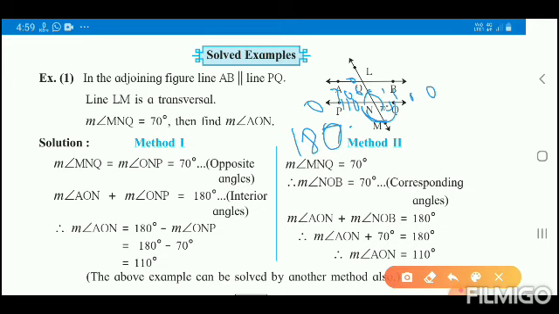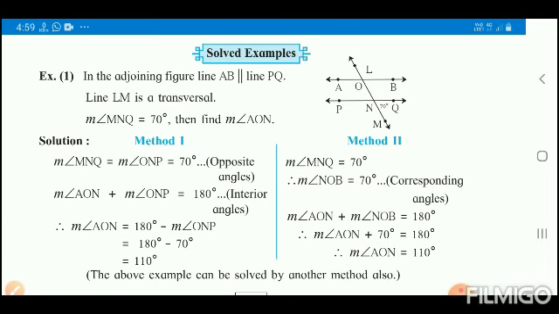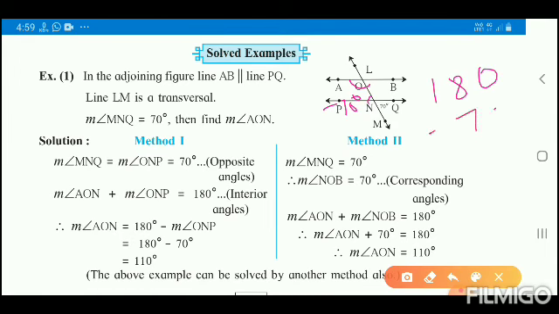Okay. So they asked the measure of angle AON. So it will come 110 degrees because this angle is opposite. This angle is 70 degrees. So the measure of the angle AON that they asked, you have to find the measure of this angle. Now this 70 means here 70 will come. We will use the property of interior angles. Then 180 minus 70, so your answer will come 110 degrees.